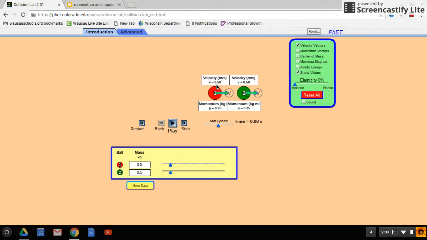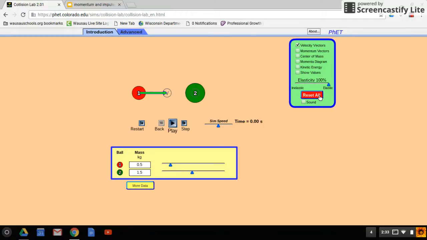I'm going to move this away. This one's moving at 0.5. This one's moving at 0.5. Before it was moving 1, and now it's moving 0.5. So now let's try inelastic in this case. Hit play. Boom, they stick together. Notice how this one slowed down, and it's not traveling the same speed as this one because they're stuck together. So that's an inelastic collision.